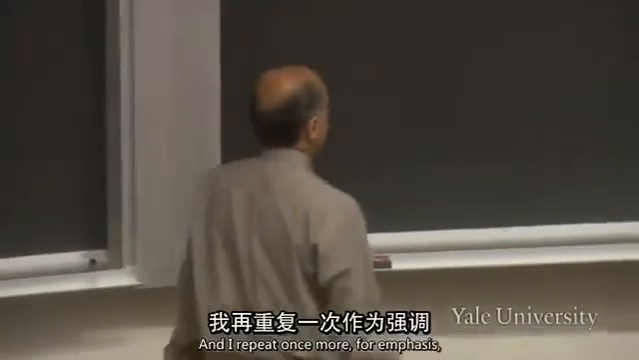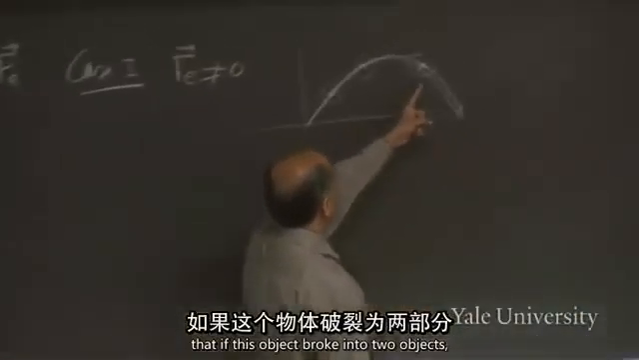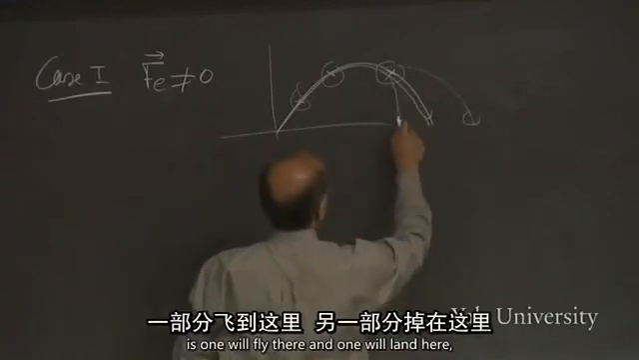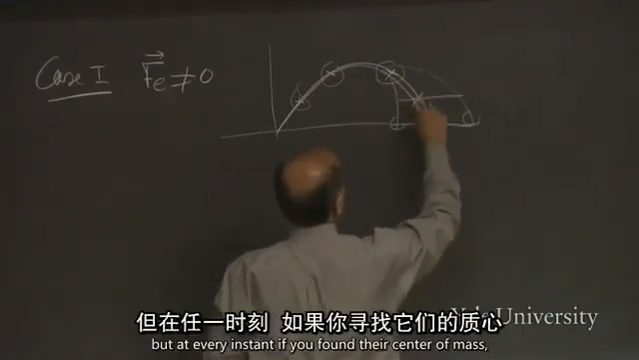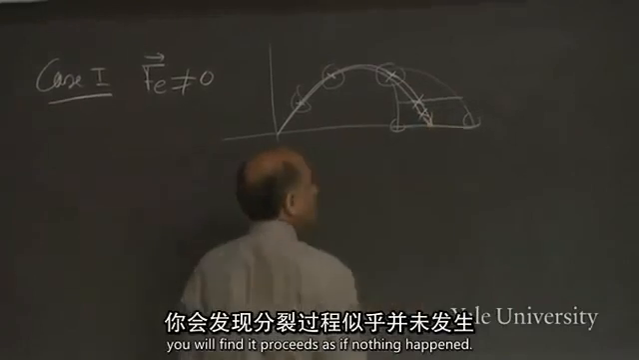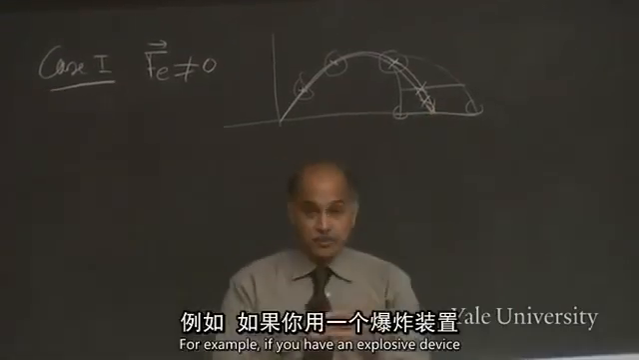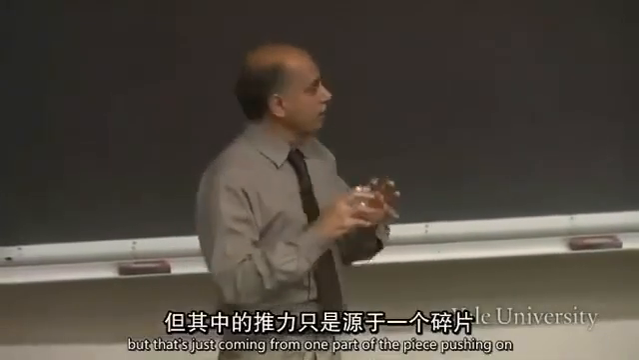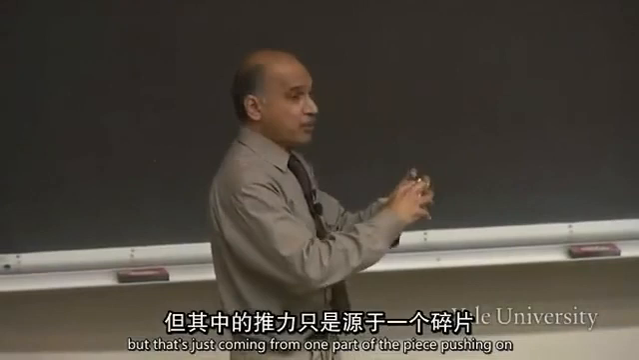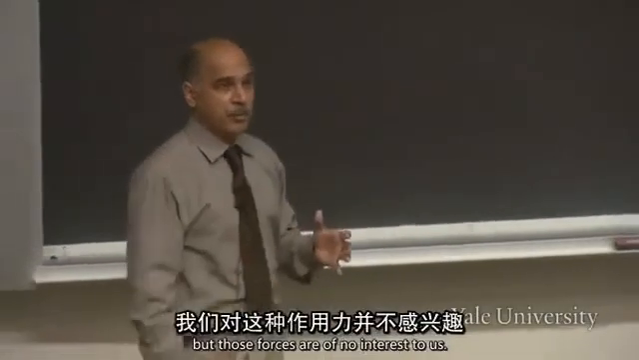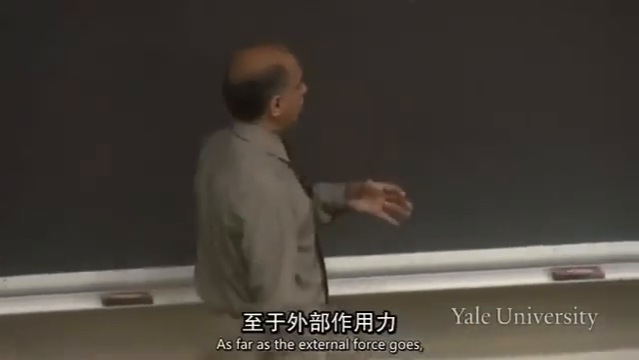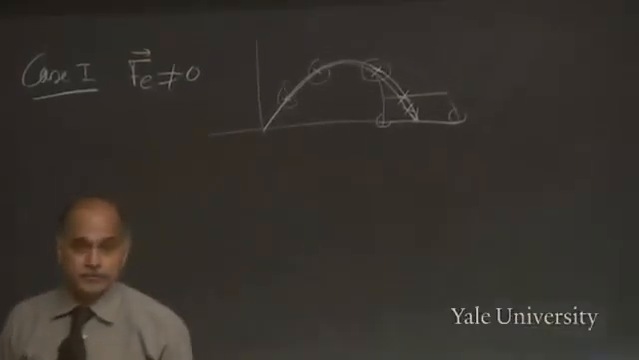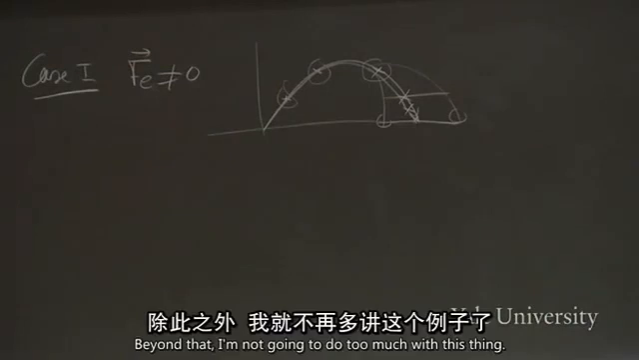And I repeat once more for emphasis that if this object broke into two objects, typically what will happen is one will fly there and one will land here. But at every instant, if you found their center of mass, you will find it proceeds as if nothing happened. For example, if you have an explosive device that blows them apart, and the pieces are all flying, that's just coming from one part of the piece pushing on another part of the piece. But those forces are of no interest to us. As far as the external force goes, it is still gravity, so the center of mass will continue traveling. Beyond that, I'm not going to do too much with this.